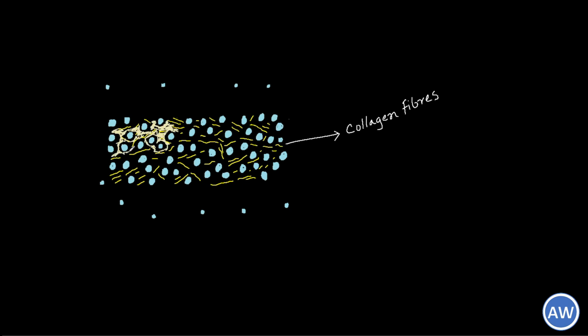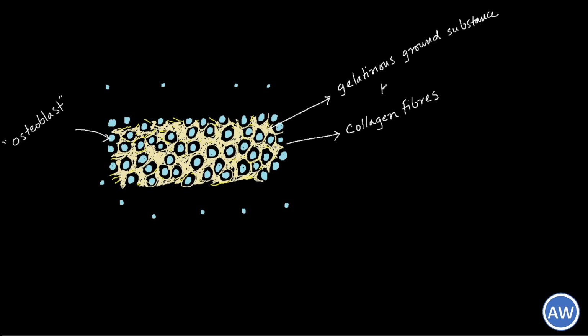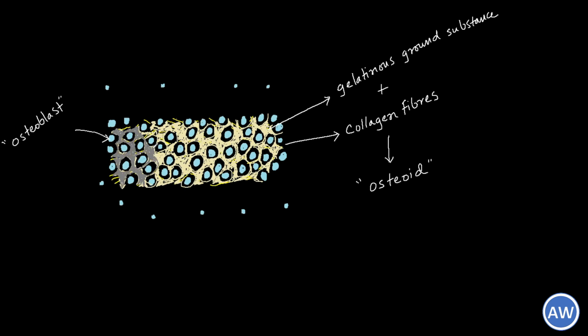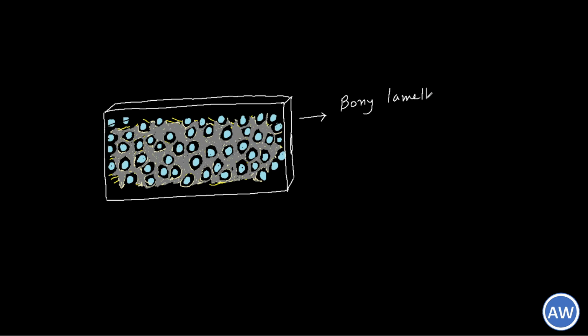The osteoblasts secrete a gelatinous ground substance in which the fibers get embedded. These fibers can no longer be seen distinctly. This mass of swollen fibers and matrix is called osteoid. Under the influence of osteoblasts, calcium salts are deposited in the osteoid. As soon as this happens, the layer of osteoid can be said to have formed one bony lamella.